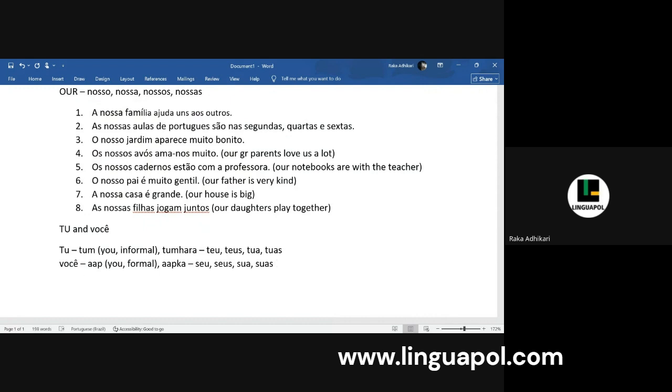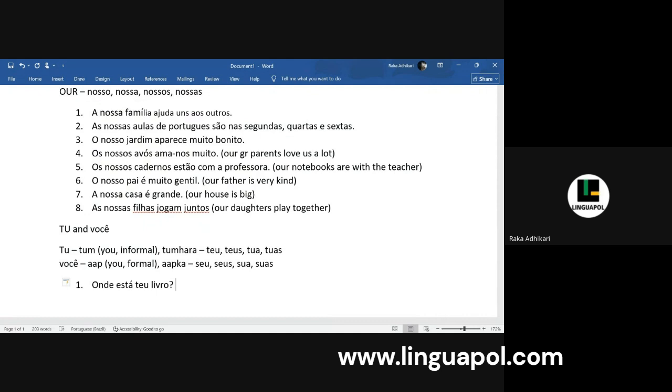For example, if you want to say onde está teu livro, इसका मतलब हुआ तुम्हारी किताब कहाँ है. Onde está teu livro, तुम्हारी किताब कहाँ है. यानी इसमें हम किसी को इनफॉर्मली रेफर कर रहे हैं. वी आर रेफरिंग टू द पर्सन इनफॉर्मली. तुम्हारा किताब कहाँ है या फिर तेरी किताब कहाँ है.